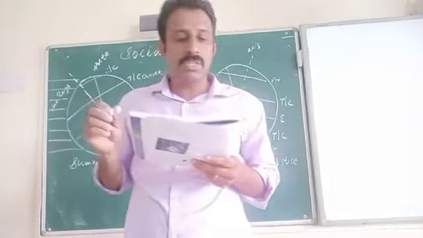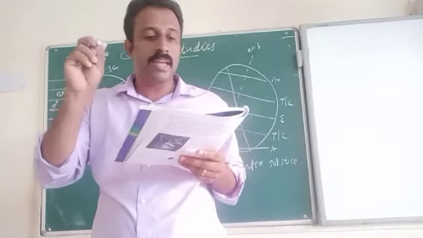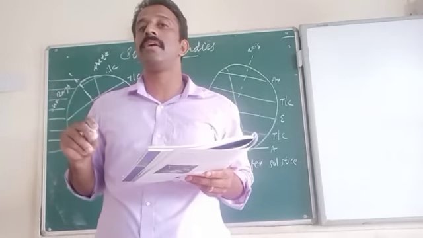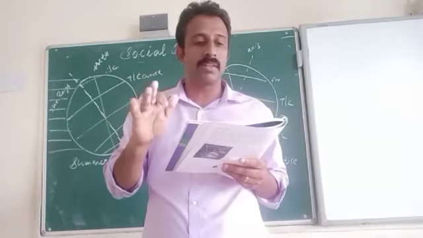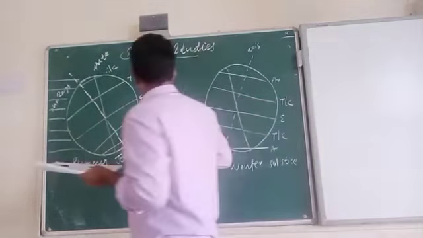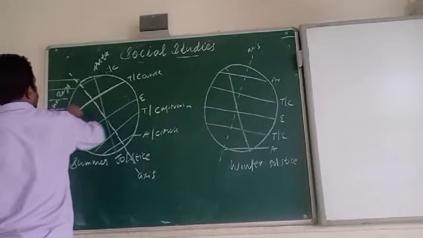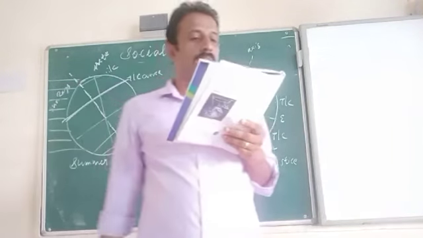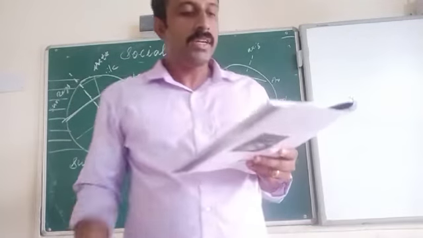Here the sun's apparent position in the sky reaches the northernmost extreme. On this day, the northern hemisphere has the longest day and the shortest night. Approximately on June 21, the rays of the sun fall vertically over the Tropic of Cancer. It is called the summer solstice.